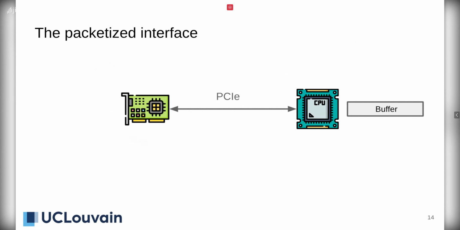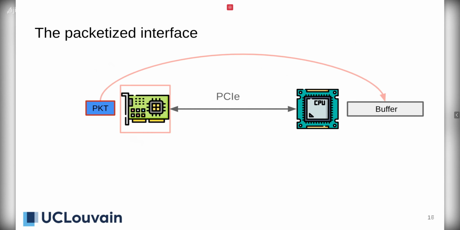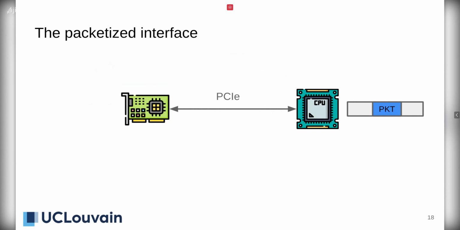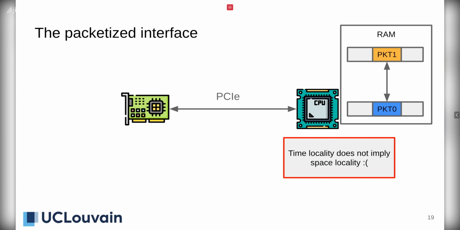On the CPU side, you need to allocate a buffer. Then the CPU needs to tell the NIC, okay, here is a buffer you can use to receive a packet. And once a packet arrives, the NIC can directly write the packet to this buffer, which is in CPU memory. And here already we have our first problem with this packetized interface.